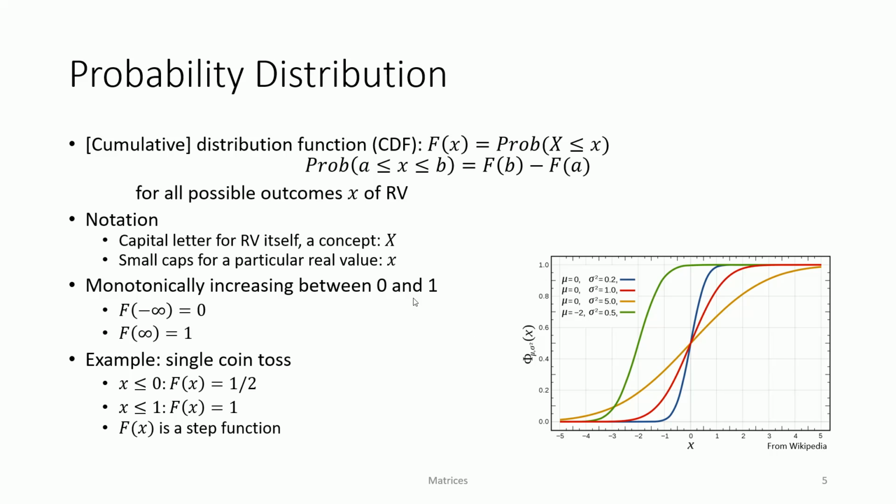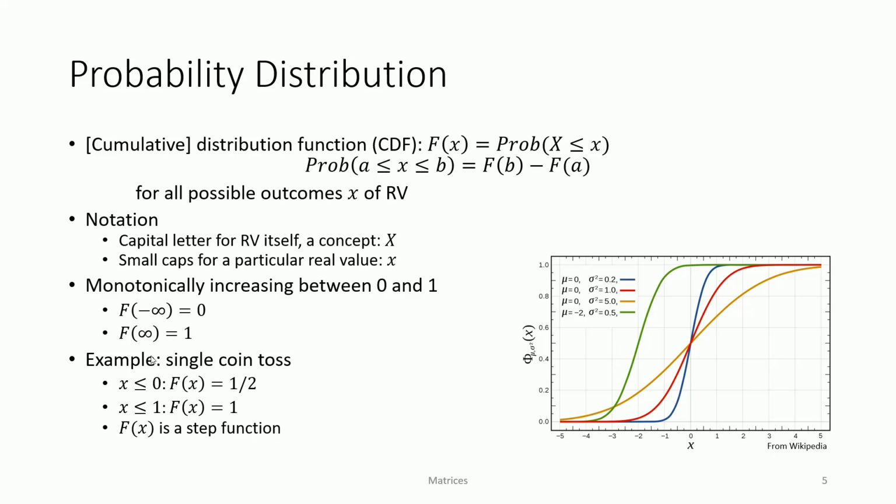Right, so it's monotonically increasing between 0 and 1. So the CDF of minus infinity is 0 and the CDF of plus infinity is 1. And because, as we said, random variables are mapped to all real numbers, it means you can plug any real number into the CDF. We will see that this interpretation has its quirks when we deal with discrete numbers, but for a second just think of a continuous number which can take any value, right?